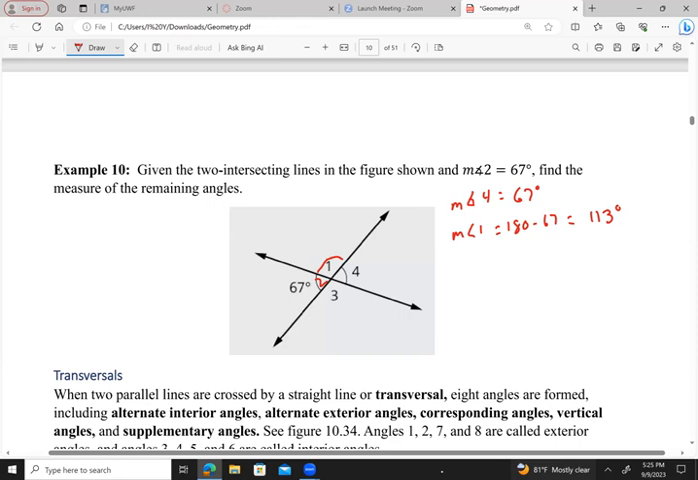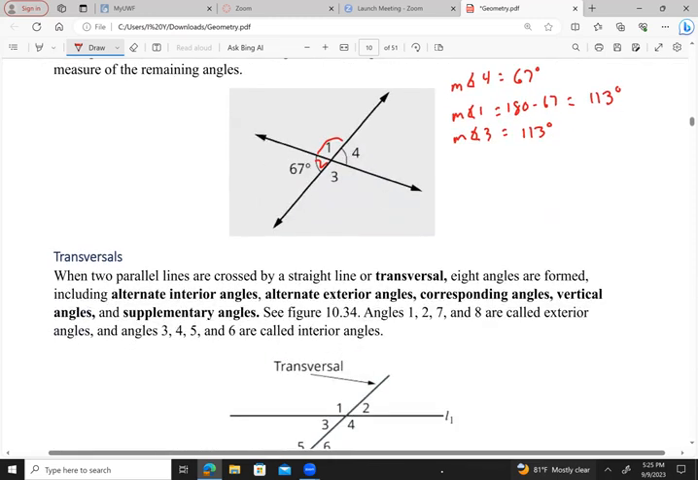And then 1 and 3 are vertical angles, so the measure of angle 3 is simply the same, 113 degrees.